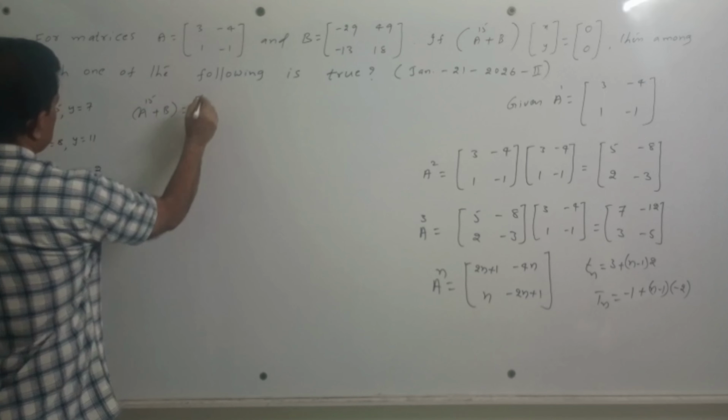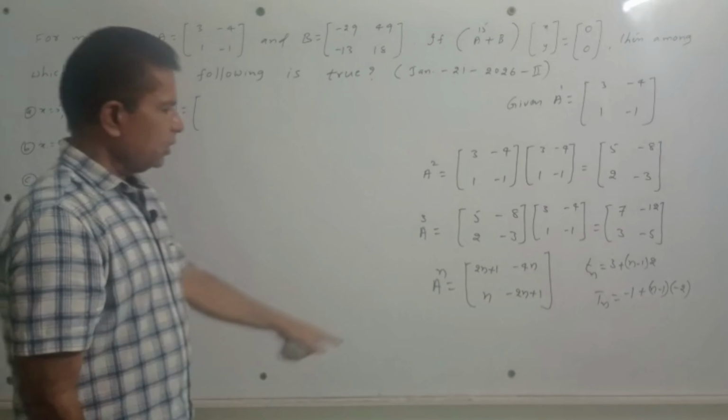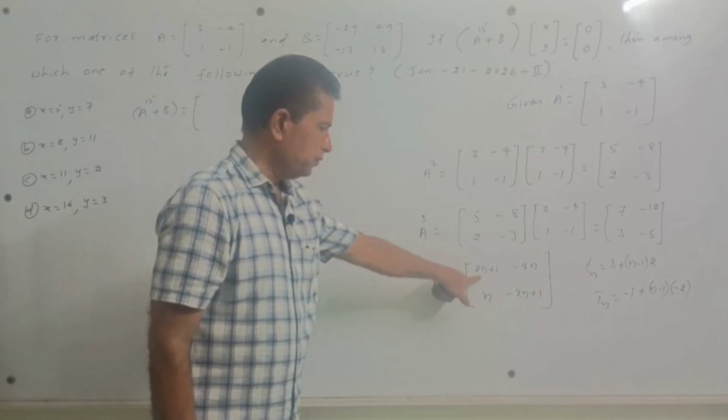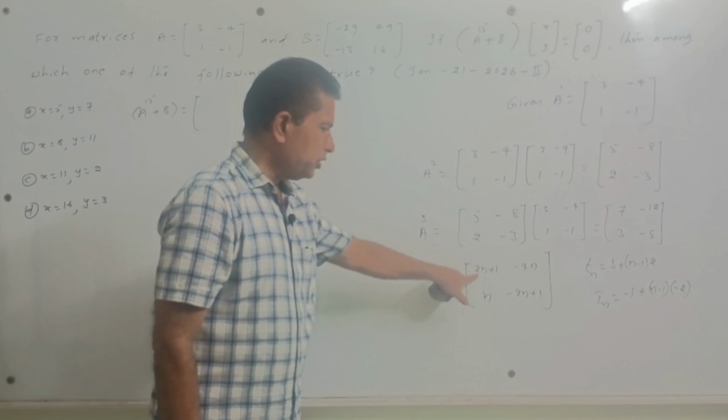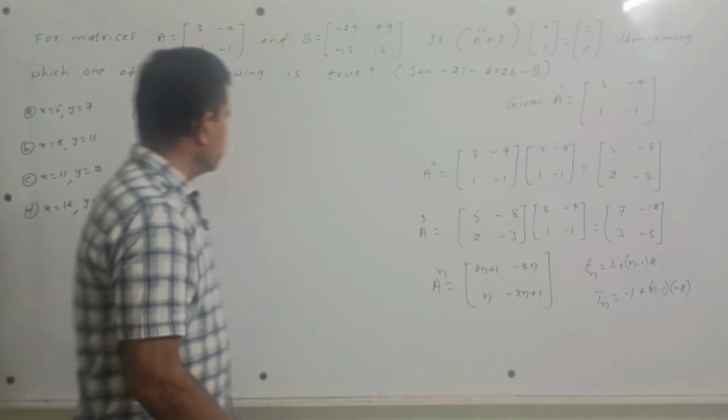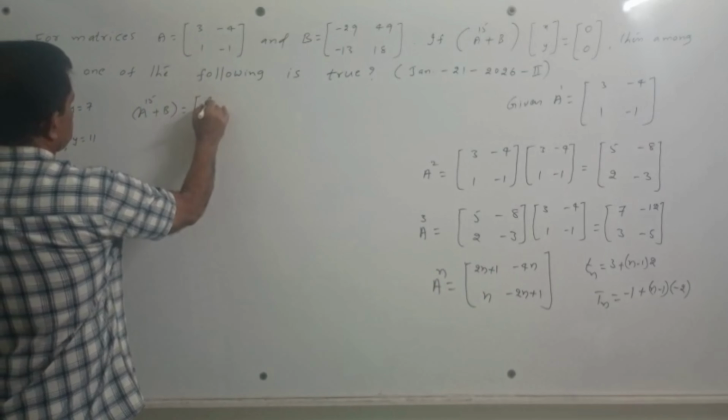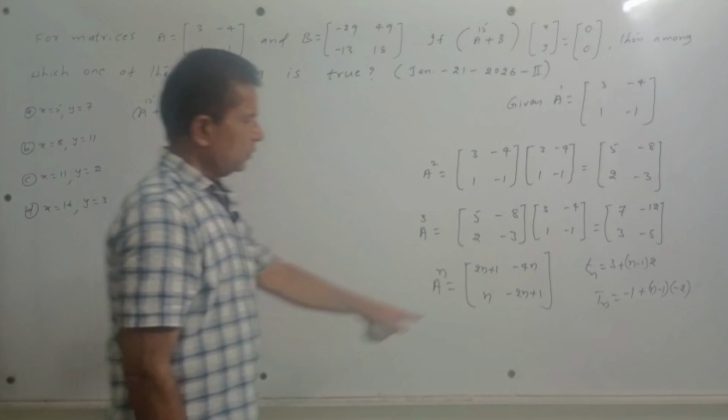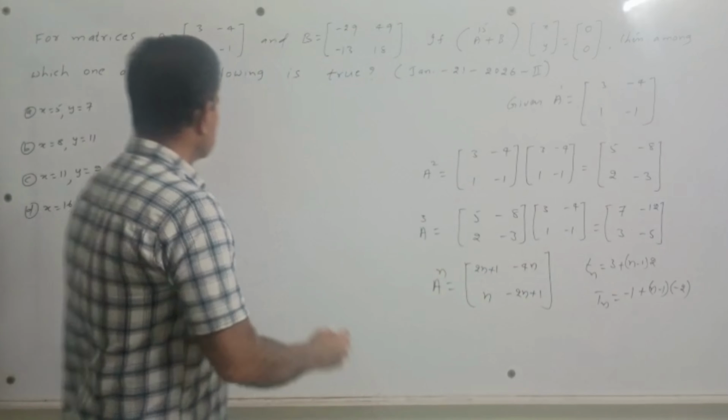So for matrix a to the power of 15 plus b, this is equal to, write n is equal to 15. It is 15 into 2, 30. 30 plus 1 becomes 31. Minus 4 into 15 becomes minus 60.